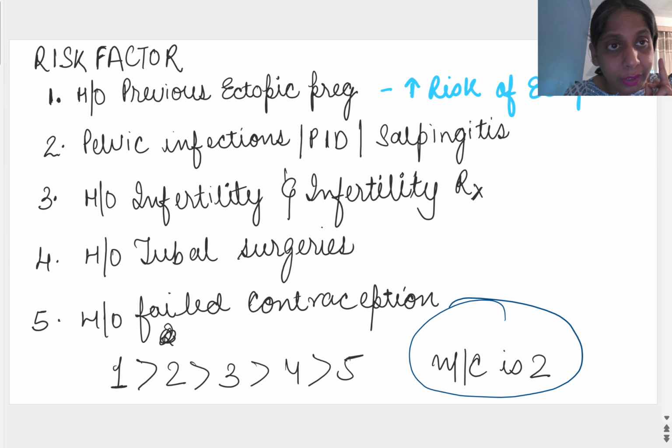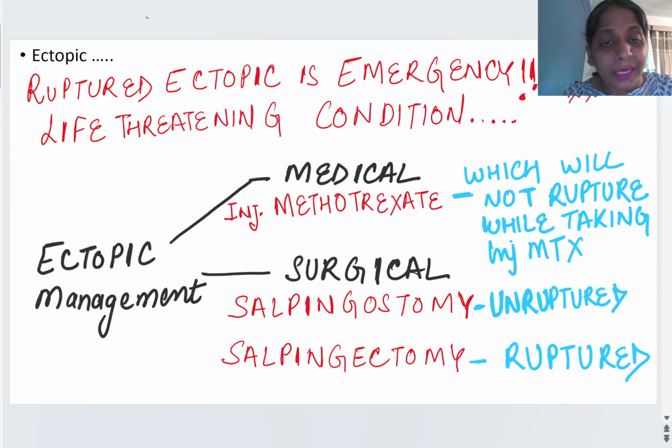Early pregnancy, spotting, and pain abdomen. You get a TVS done, and if it shows a shock, you have identified that it is a ruptured ectopic, and then you ruled out this risk factor. What will you do next? You are going to manage that patient. Of course, if it is ruptured, you are going to resuscitate, no doubt in that.